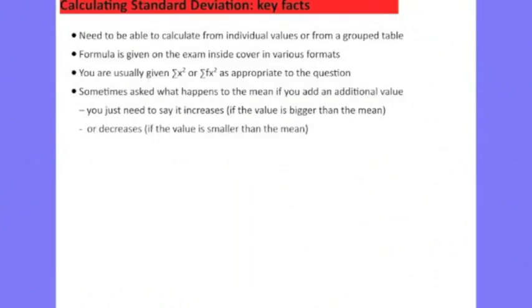Calculating the standard deviation. You need to be able to calculate this from individual values or from a grouped table. Almost inevitably, you are asked to calculate the mean, which will then be used for the standard deviation. The formulas you need are given inside the cover in various formats. We will have a look at those in a moment. Furthermore, you are usually given the sum of x squared or the sum of fx squared as appropriate to the question, which will save you time in calculating these for yourself.